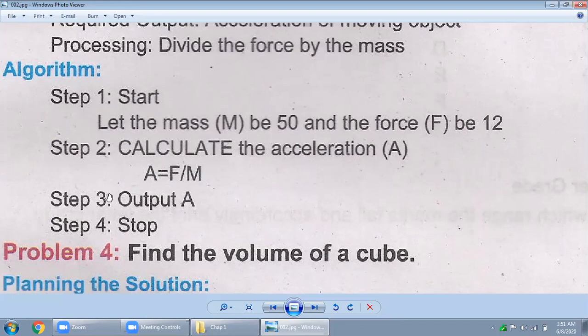Step 3 is output A, and step 4 is finish. So this is very simple. You can say that this algorithm belongs to the division of two numbers. Why am I saying this? Because watch over here, one number is divided by another number and we are finding a third number. So this is the division of two numbers.